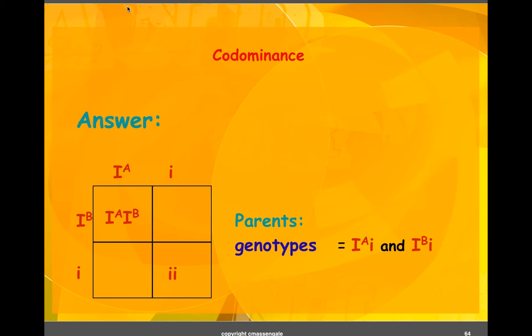So the parents' genotypes are type A and type B, heterozygous for both. Sorry, the genotypes are capital I superscript A, lowercase i, and capital I superscript B, lowercase i, and the phenotypes are type A and type B.